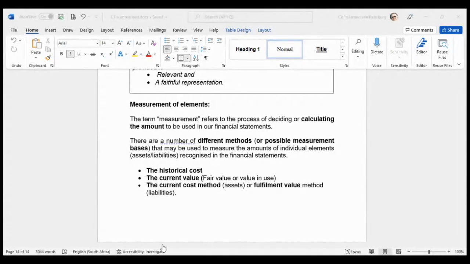Remember, the fulfillment value means that you are measuring that loan at the value that it will cost you to settle it if you should settle it on that day. How much are you going to pay that lender if you should settle the full loan on the last day of that first year? Have you incurred the next 4 years' interest yet?